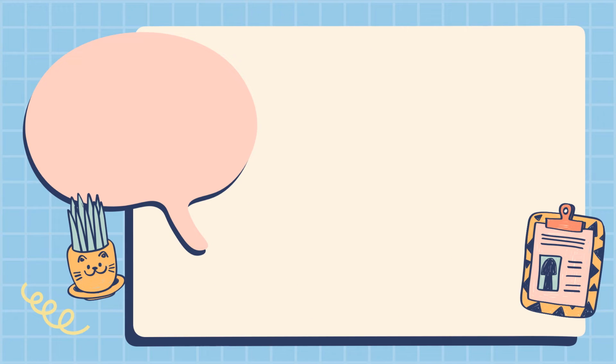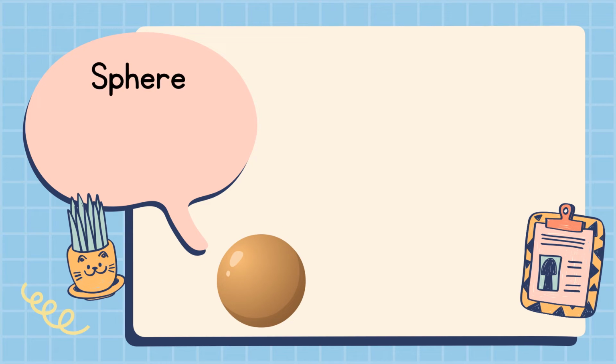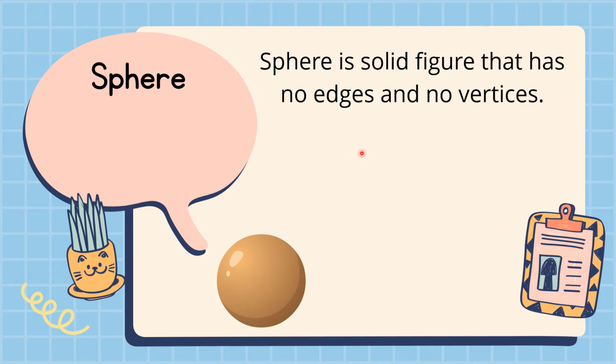Next, can you name this figure? This is a sphere. Now, a sphere is a solid figure that has no edges and no vertices. Yes, there are no straight lines here and no corners.